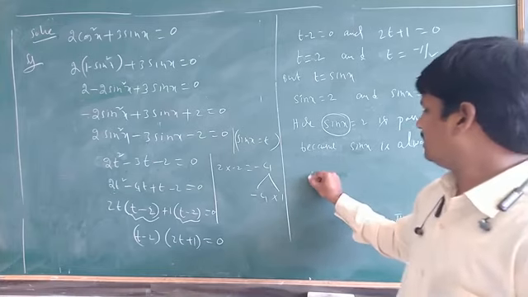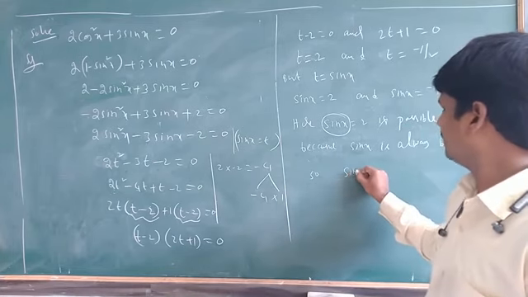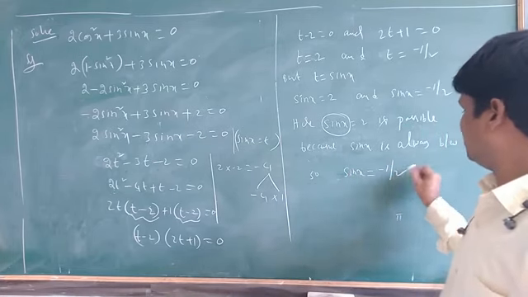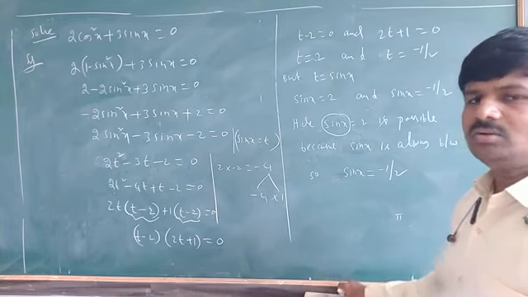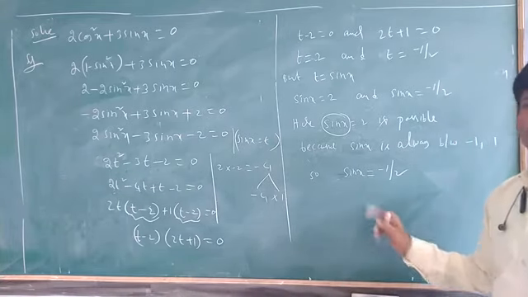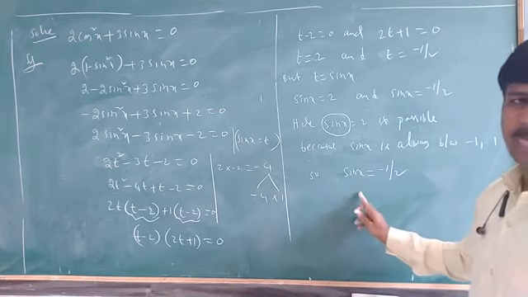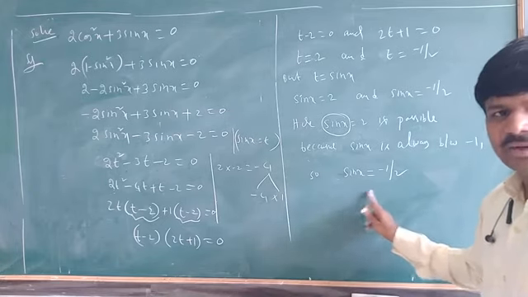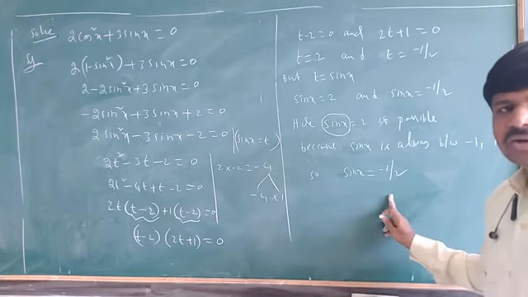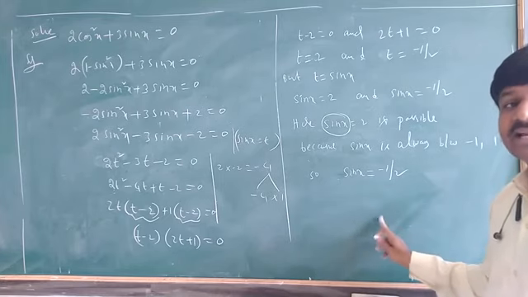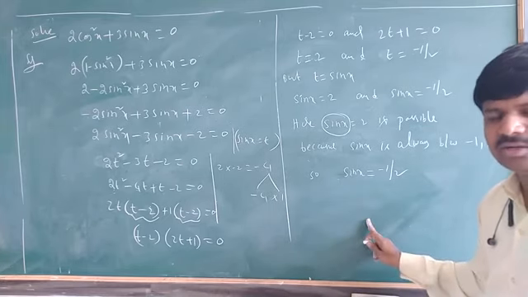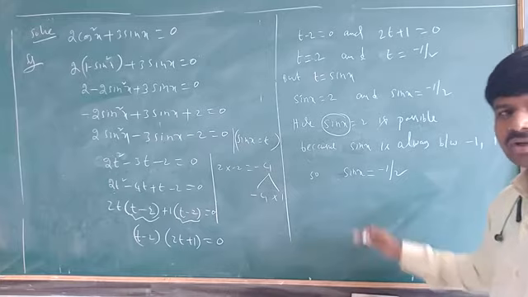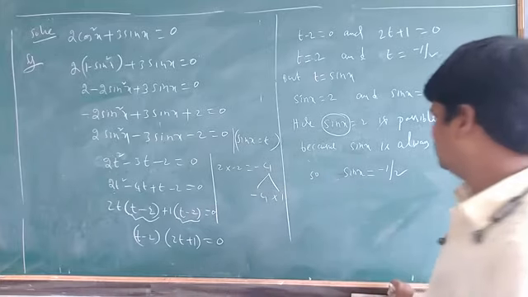So what will be the equation here? So sin x is equal to -1/2. Only one equation you got. Now you have to solve this equation. Sin x is equal to k form, and this k you have to write in terms of sin. Sin x is equal to sin alpha form it is. Now we have to solve this one.